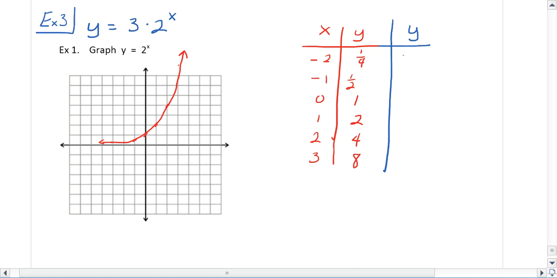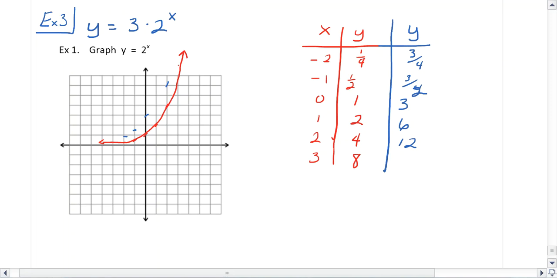So 3 times 1/4 is 3/4. 3 times 1/2 is 3/2. We put a 0 in, we get 1. 1 times 3 is 3. Times 3 is 6. And I'm not going to have enough room on my graph, but we will graph the ones we can. So I'm going to take these now and put these points over here on the xy axis.